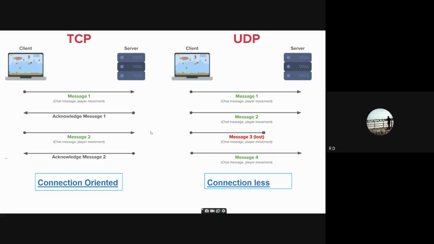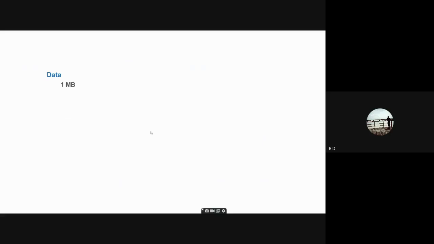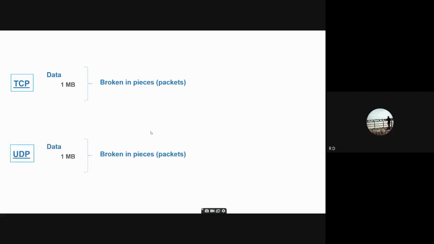TCP is connection oriented, and it gives an acknowledgement of the data that it receives. And UDP is connectionless, which means that the connection is done, but it does not give the acknowledgement in return. Okay, so let's see how exactly this works in a scenario. You have data of 1 MB, and as we know, every piece of data gets broken into pieces that we call packets. Let's consider this as TCP, and the same thing happens in the case of UDP: you have data of 1 MB, which gets broken into packets.